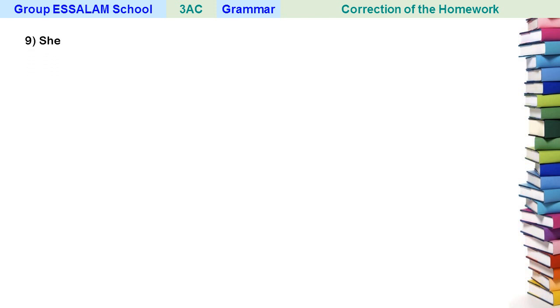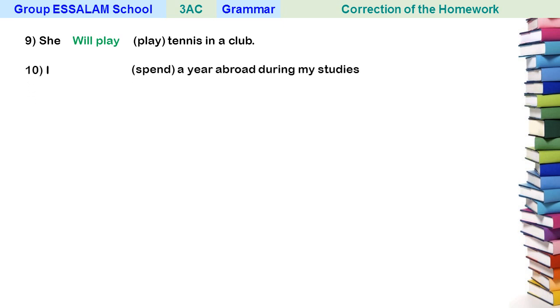Now, number 9, she played tennis in a club. Here, concerning the word club, we cannot pronounce it in some other way, because this is English. Try to focus on the pronunciation correctly and appropriately, please. So we say she will play tennis in a club. Number 10, I spent a year abroad during my studies. So the answer is I will spend a year abroad during my studies.